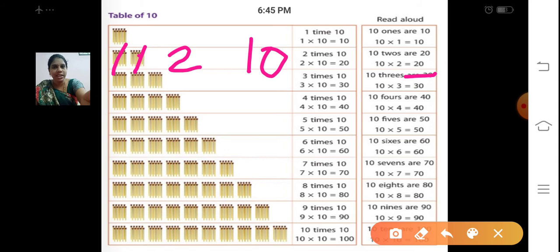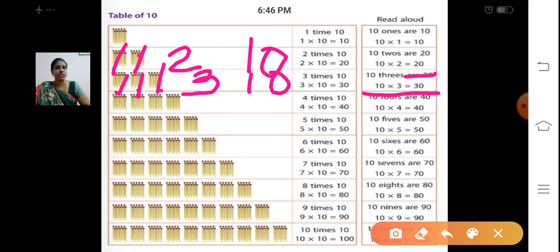Just see how many groups we have here. Here we have 3 groups. Same way, in each group we have 10 matchsticks, right? In the first one we have 10 matchsticks, second also 10, third also 10 matchsticks. So now add all together. 3 times 10. So 3 times you're going to add 10. 10 plus 10 plus 10 is 30. 10 threes are 30. 10 ones are 10. 10 twos are 20. 10 threes are 30.